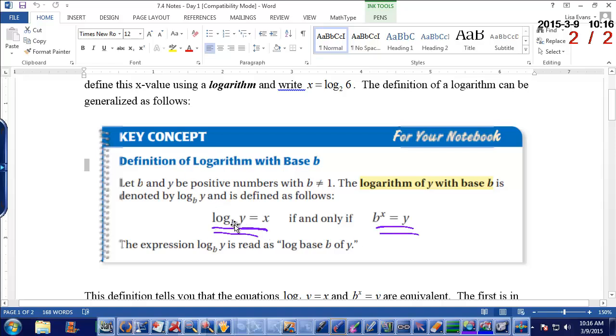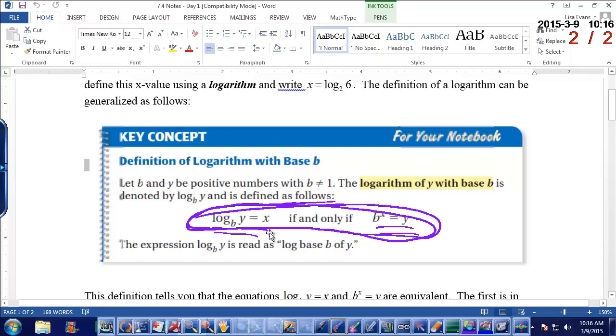So take a look. We take the base of the log, we write it with this as its exponent, and we set it equal to this number. We're going to do that very often. You must know this, and you'll see what I'm talking about because we're going to get practice in a second. The expression log base b of y is read as log base b of y.